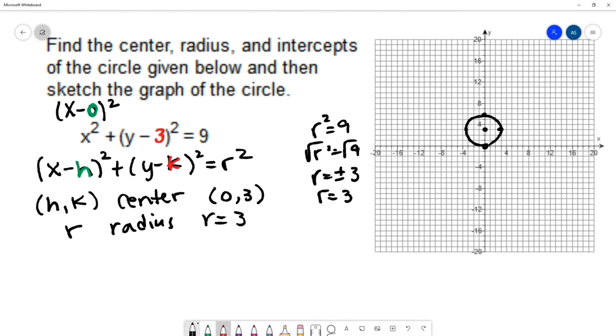Now we're about to find the intercepts, but this is really helpful information. You can see that it looks like we're just going to have one x-intercept, and that's going to be at 0, 0. And we're going to have two y-intercepts, and it looks like those y-intercepts are at 0, 0 and 0, 6. Now, this is an example where the intercepts are really easy to find graphically, but we're going to find the intercepts algebraically.